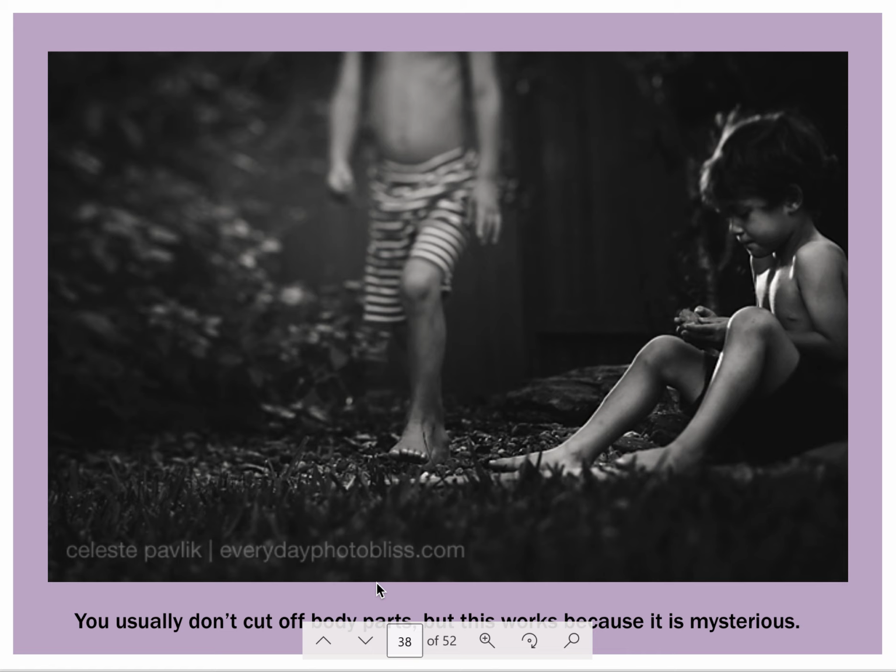So you usually don't cut off body parts, right? You usually want to show the whole body. But this works so well because here's this kid and he's got something, and here comes this other kid and you can't see his face. Is he friend? Is he foe? What's about to happen? And so now we're curious and we're pulled into that shot. And it's a really good photo because of that.